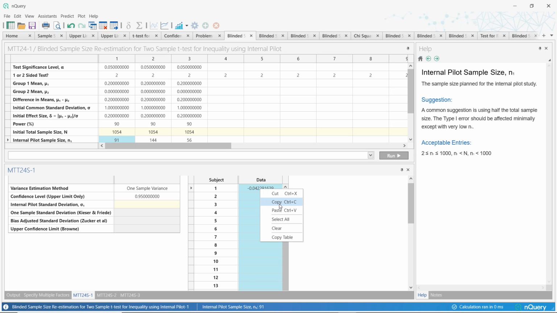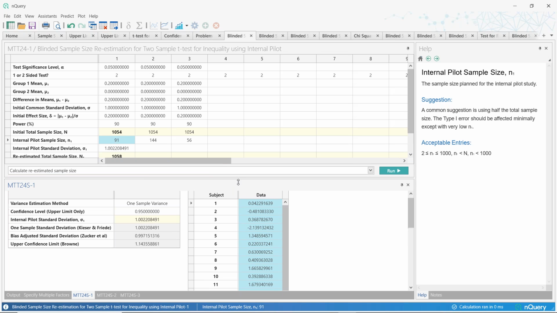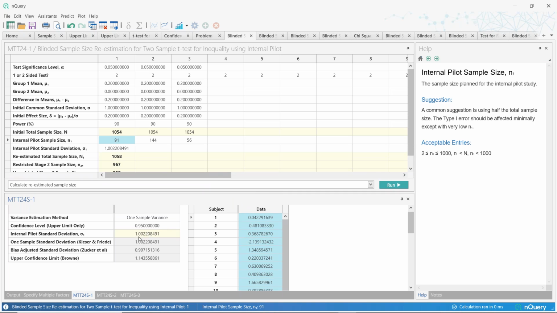Sorry, copy and paste can be a bit fiddly. Yep, there you go. So we copy and paste that in. And you can see here, for the one sample variance approach, I'm just going to show this for illustration purposes, the overall standard deviation from the internal pilot is just above 1. And so the sample size is very minimally affected.